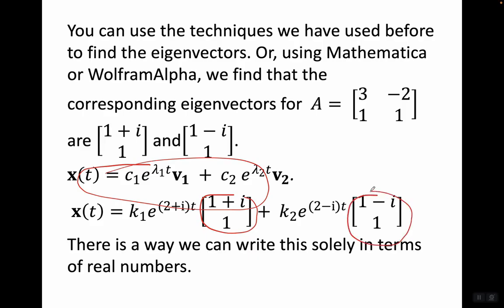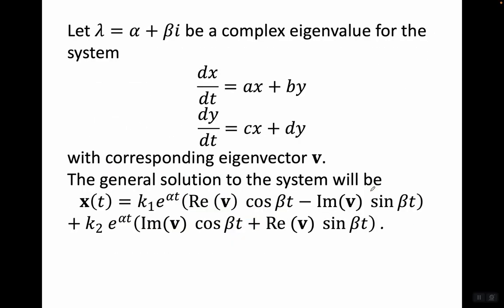I don't want to have i's running around in it, because this would force k1 and k2 to be complex numbers. Way too complex, pardon the pun. There's a way we can write this solely in terms of real numbers. Let alpha plus beta i be our complex eigenvalue lambda for the system, with corresponding eigenvector v.